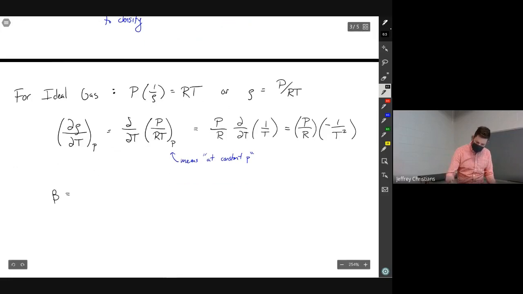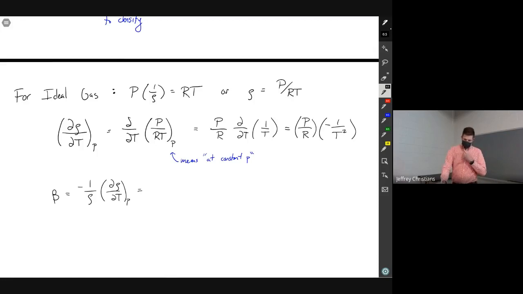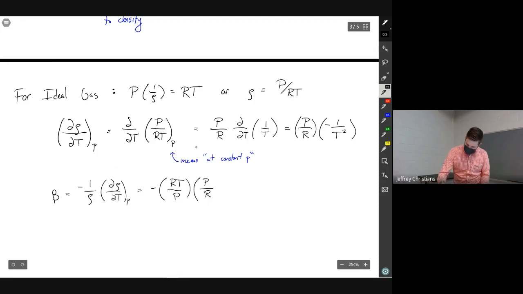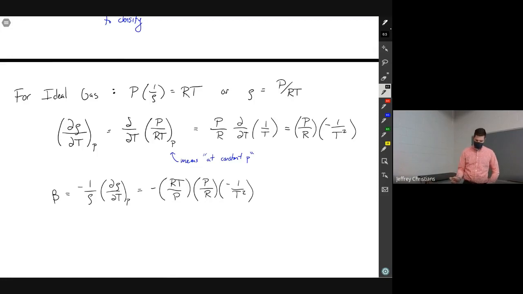Right. Then we can calculate our beta: negative 1 over rho d rho dT at constant pressure. So this is negative 1 over rho, which is RT over P, and d rho dT is P over R times minus 1 over T squared. So now lots of things are going to cancel out.